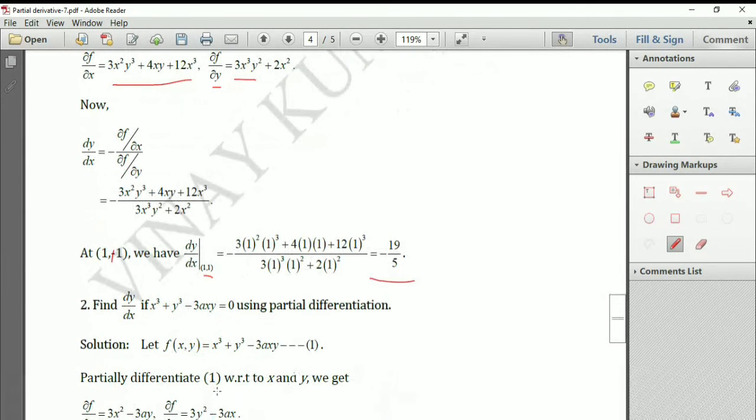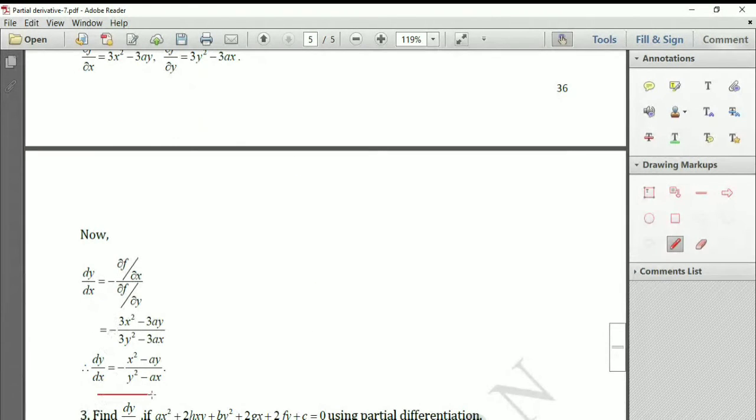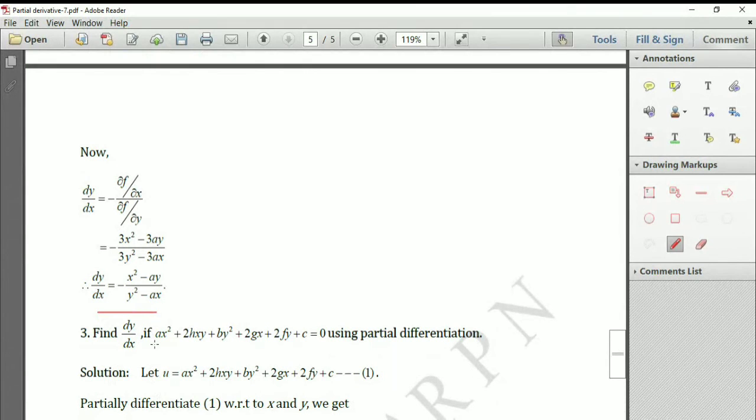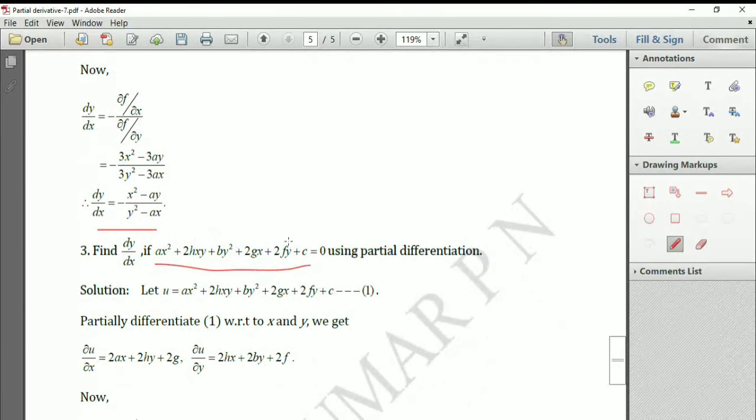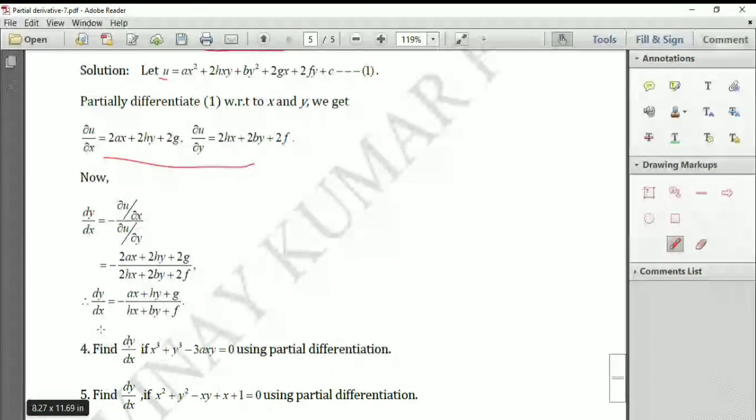Now I've given one more problem, dy by dx. Call this one f of x y, differentiate with respect to x and y, and substitute in the answer. That gives you dy by dx. Similarly, find dy by dx if a second degree equation is given. Because f is already used here, let me use some other symbol. Let us say u is equal to this. Differentiate u with respect to x and u with respect to y. Substitute in the formula, dy by dx is equal to minus dou u by dou x divided by dou u by dou y. Substitute and simplify, you'll get the answer.